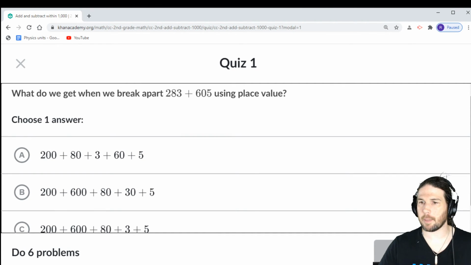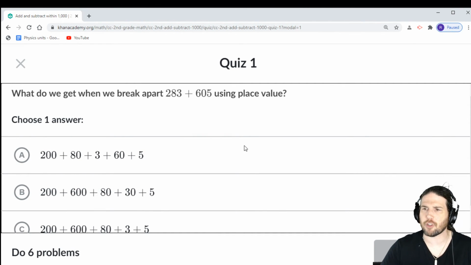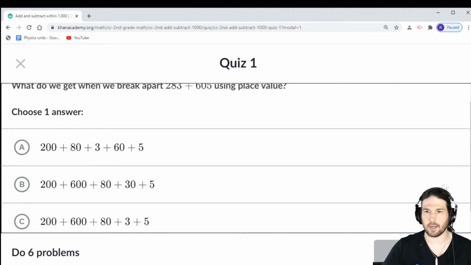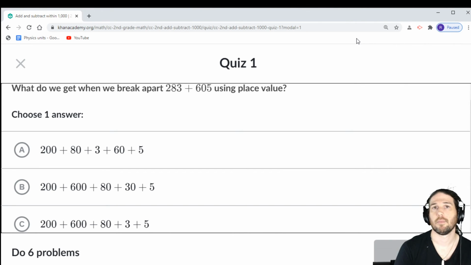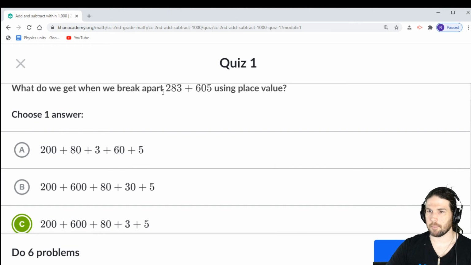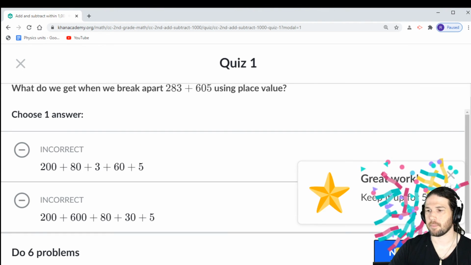What do we get when we break apart 283 plus 605 using place value? As usual for a quiz, I'm just going to go ahead and pause for a moment and let you determine what you think the answer is on your own. We are taking 283 plus 605, breaking it apart using place value. Take a moment, pause the video. What do you think? I got C. 200, 600, 8 tens, 0 tens, 3 ones, and 5 ones. Moving on.